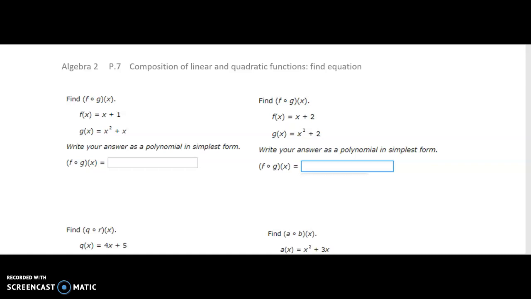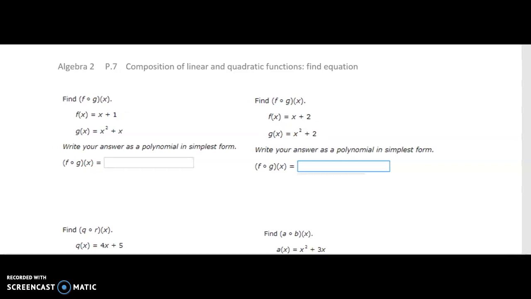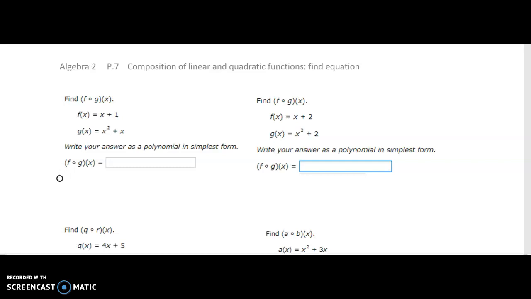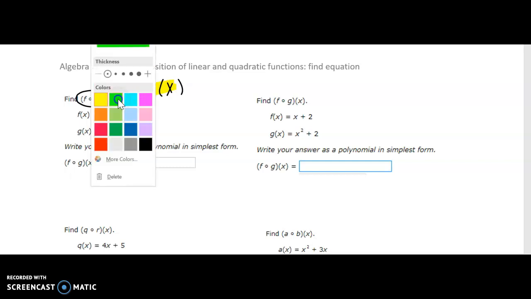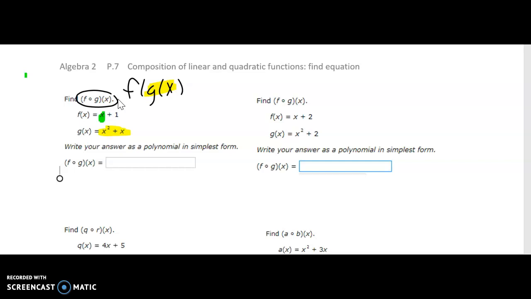P7 is just like P5, but on some of these you're going to have to do a little bit more work than what we had to on P5. It's still the same concept. So this is f of g of x. G of x is x squared plus x. So everywhere there's an x in your f, you're going to put x squared plus x.